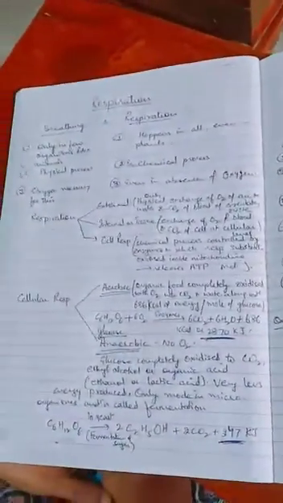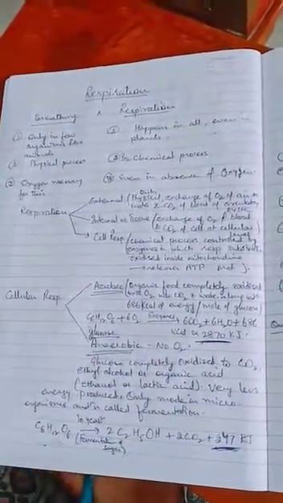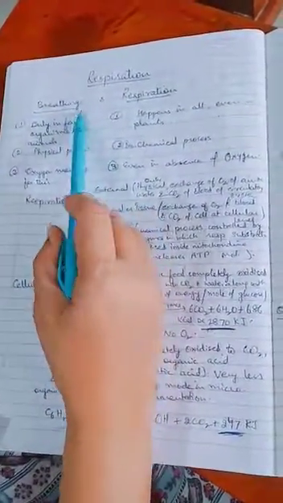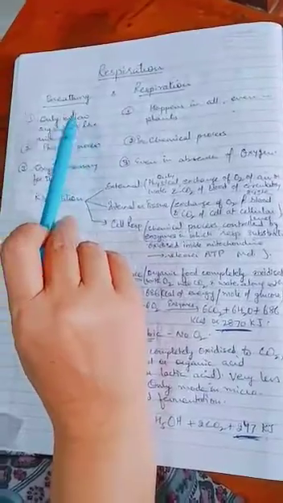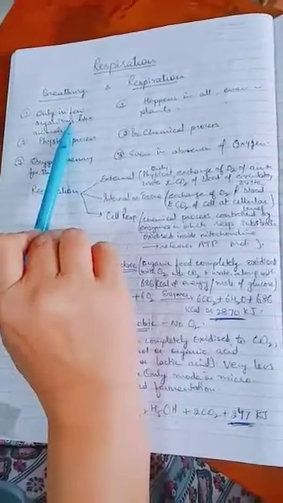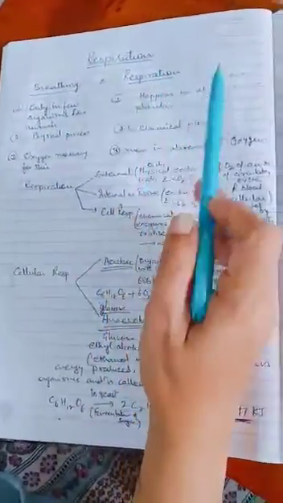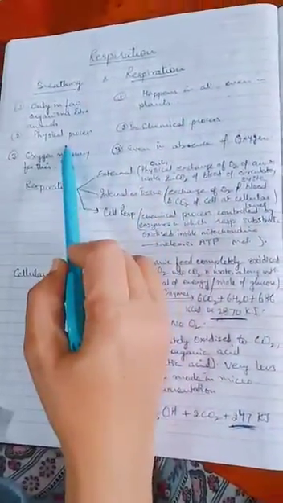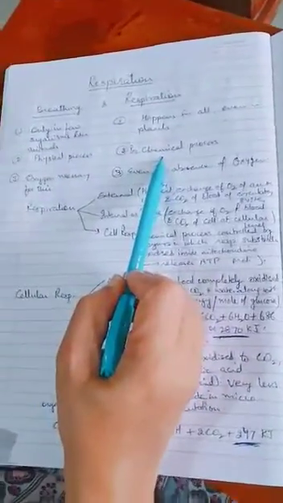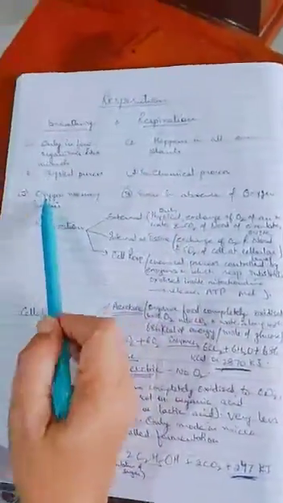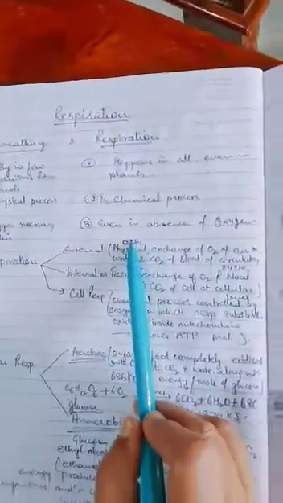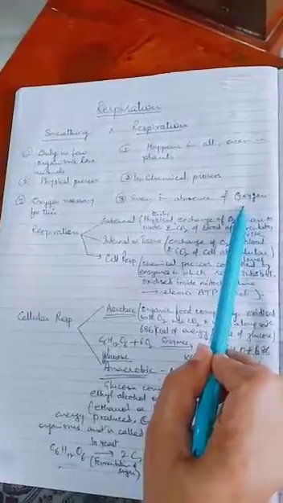We normally take the air inside our body and throw it out. That is a simple process which is happening superficially. That is called breathing. That happens only in a few organisms like animals only. No plant is breathing. What is respiration? That happens in all the organisms, even in plants. Breathing is a physical process while respiration is a biochemical process. Oxygen is necessary for the process of breathing, but respiration can happen even in the absence of oxygen.